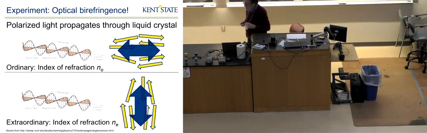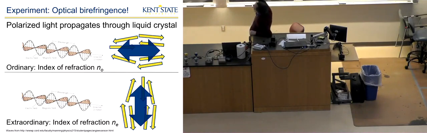Here is a schematic illustration of what happens when polarized light passes through a liquid crystal cell. In this picture, this is meant to represent polarized light. Light is propagating from left to right, and there's an electric field which is going up and down, and a magnetic field which is going in and out of the screen.